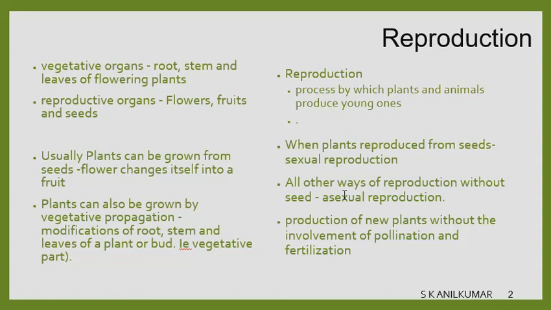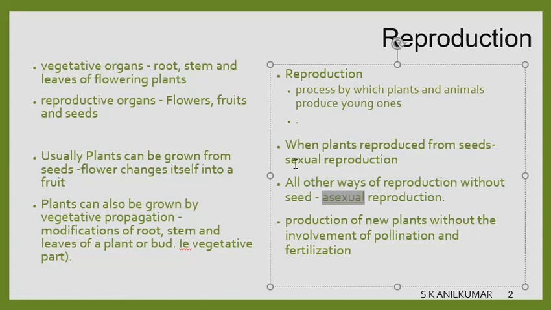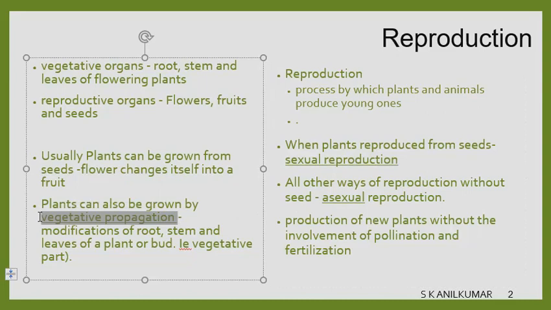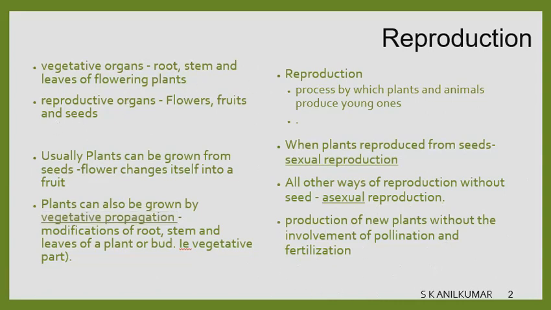Production of a new plant without involvement of pollination and without involvement of fertilization is called asexual reproduction or vegetative propagation. Asexual reproduction is vegetative propagation: production of a new plant without involvement of pollination and fertilization. Pollination and fertilization are the processes by which flowers become fruits and seeds.